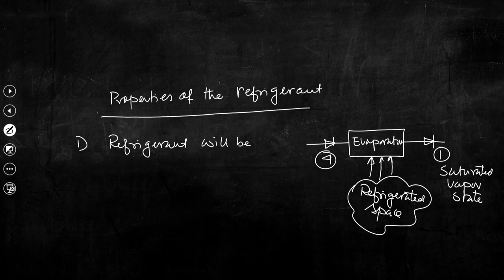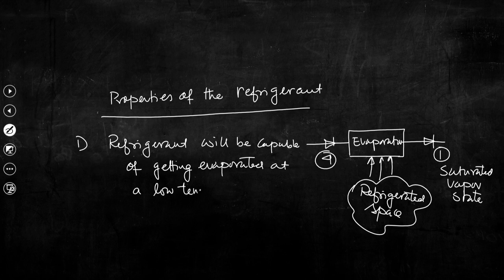The refrigerant will be capable of getting evaporated at a low temperature, and this low temperature is again subjective. If we say something is big, how big is it? If we say it is low, how low is it? So, basically, sub-zero temperature. Okay, so this is number 1.